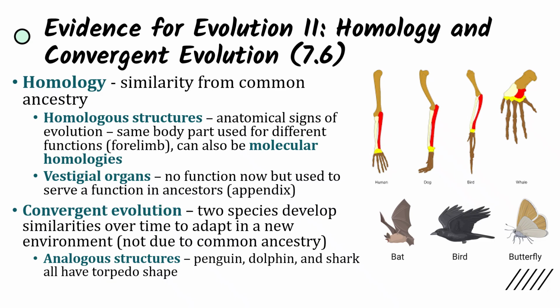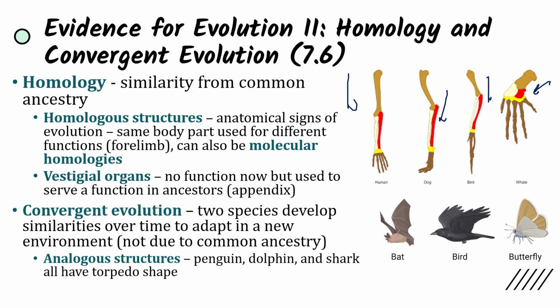So for instance, humans, dogs, birds, and whales all have 4 limbs, and even though they're used for different purposes, for walking, for flying, for swimming, they're all going to be the same structure. These are homologous structures that are similar from common ancestry. We also see molecular homologies, with lots of similar structures on a molecular level that come from common ancestry in all organisms across life.